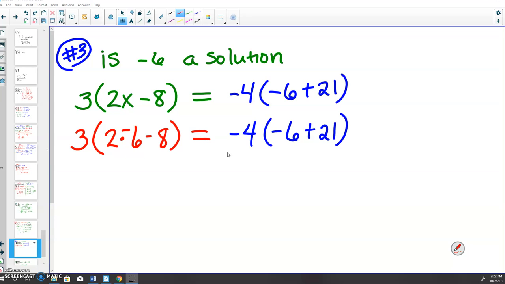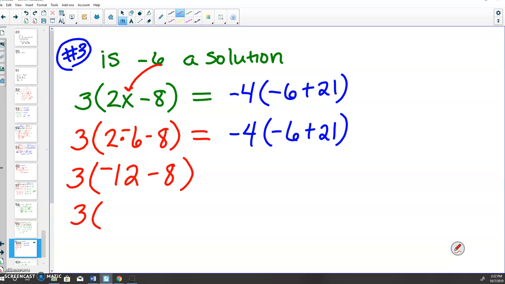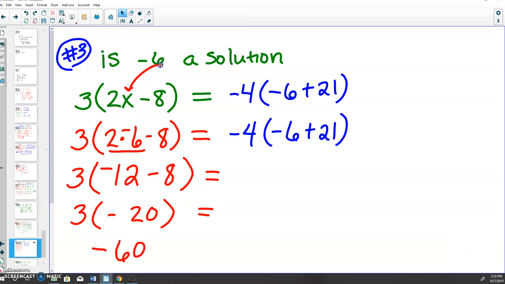Okay, so all I did was plug in negative 6 where x was, right? So inside your parentheses, what's 2 times negative 6? Negative 12 minus 8. What's negative 12 minus 8? Negative 20. Thank you. And negative 20 times 3? Negative 60. Let's work the blue side.